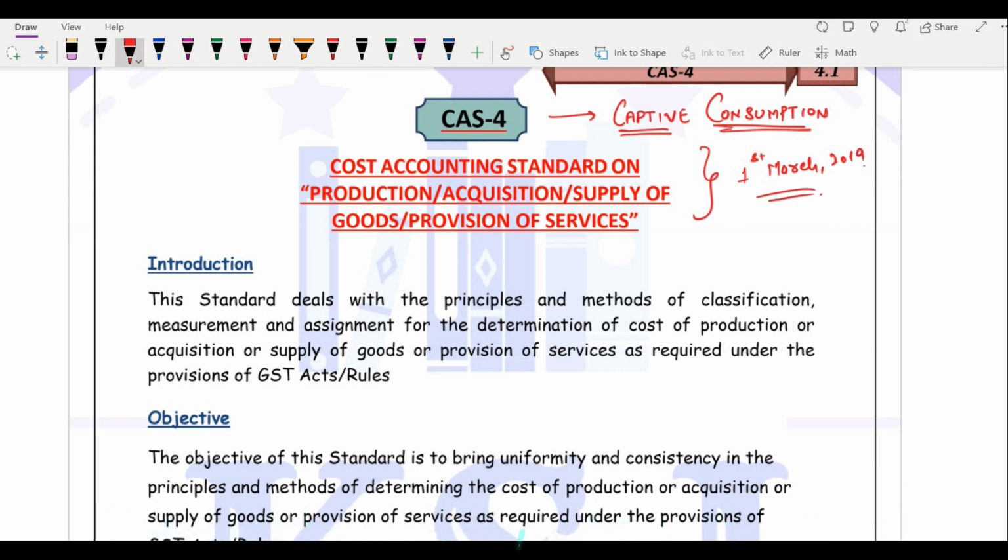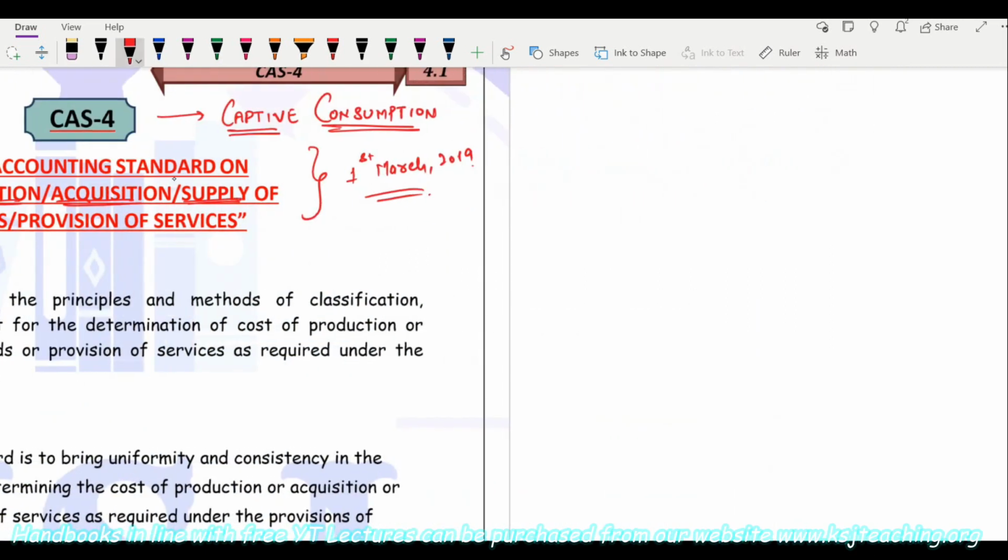Right? So it is production, acquisition, supply of goods or provision of services. So there are three things that they are covering. That if you are manufacturing the goods, then how the cost is to be determined. If you are acquiring the goods, let's say you are acquiring the raw material, then how the cost is to be determined. Supply is, if you are selling the goods, then how the total cost of sales is to be determined.